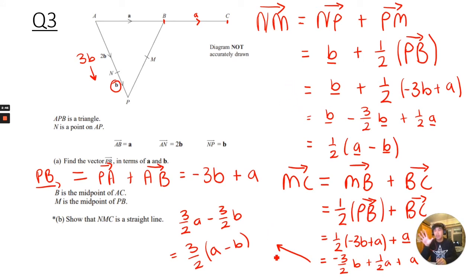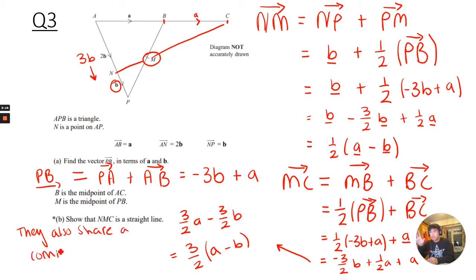So they are a scalar multiple of each other, and because they share a common point, M, they both start, one starts at M and the other finishes at M. So because of this, they go in the same direction and they have a common point. We can say that NMC is a straight line. So we can say they also share a common point, and we can say, therefore, that it is a straight line. And we've proven it.